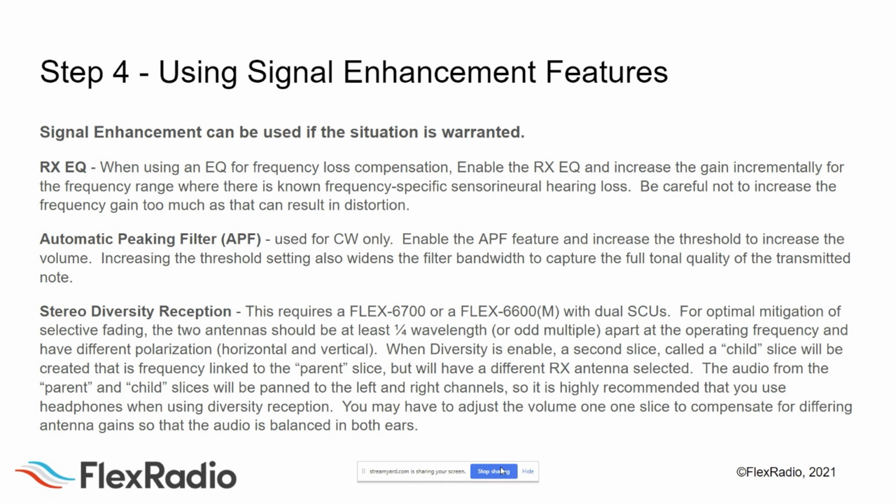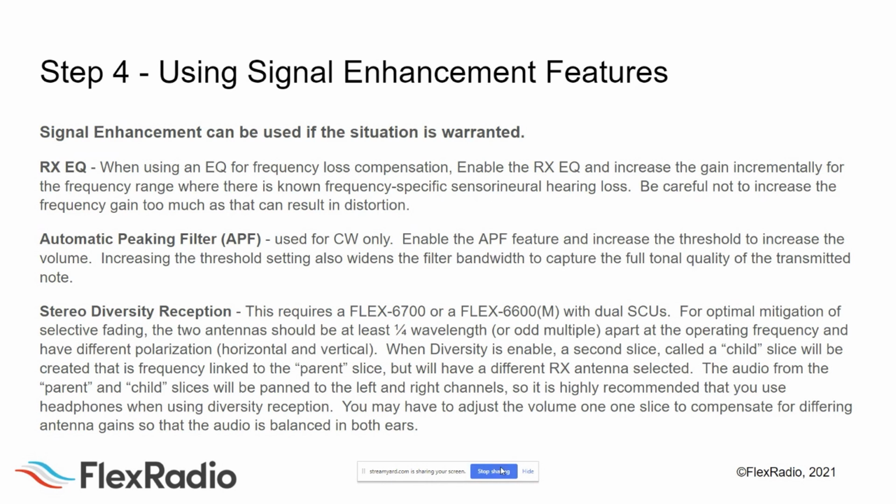The feature is really easy to use in the software. You enable the diversity feature. It automatically creates a brand new slice for you. So you have what's called a parent slice and a child slice. Each one of these two slices is synchronous. It makes one synchronous receiver, which means when you change the frequency of one, it's going to change the frequency of the other.